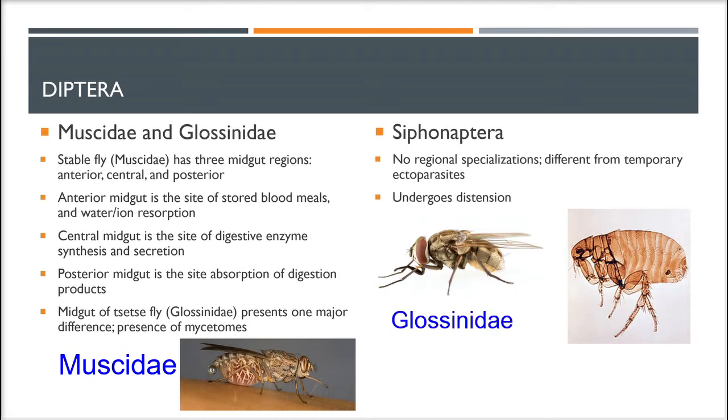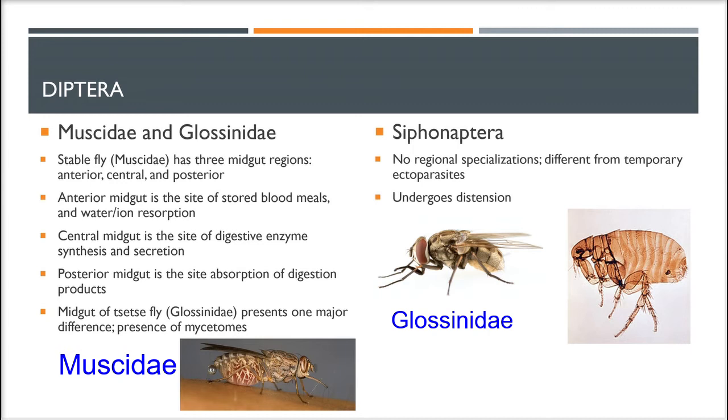The Glossinidae, or the tsetse fly, is similar to the Muscidae. The major difference is the presence of mycetomes between the anterior and central midgut, whose cells contain endosymbiotic bacteria.